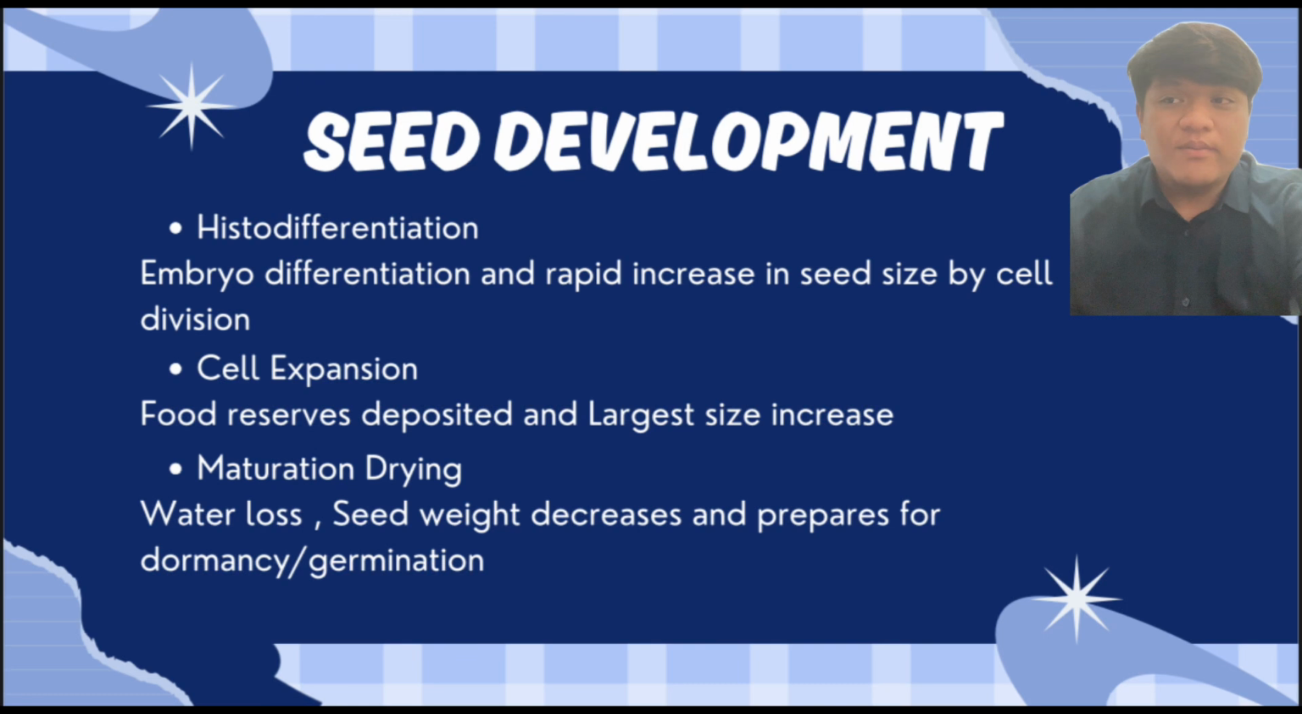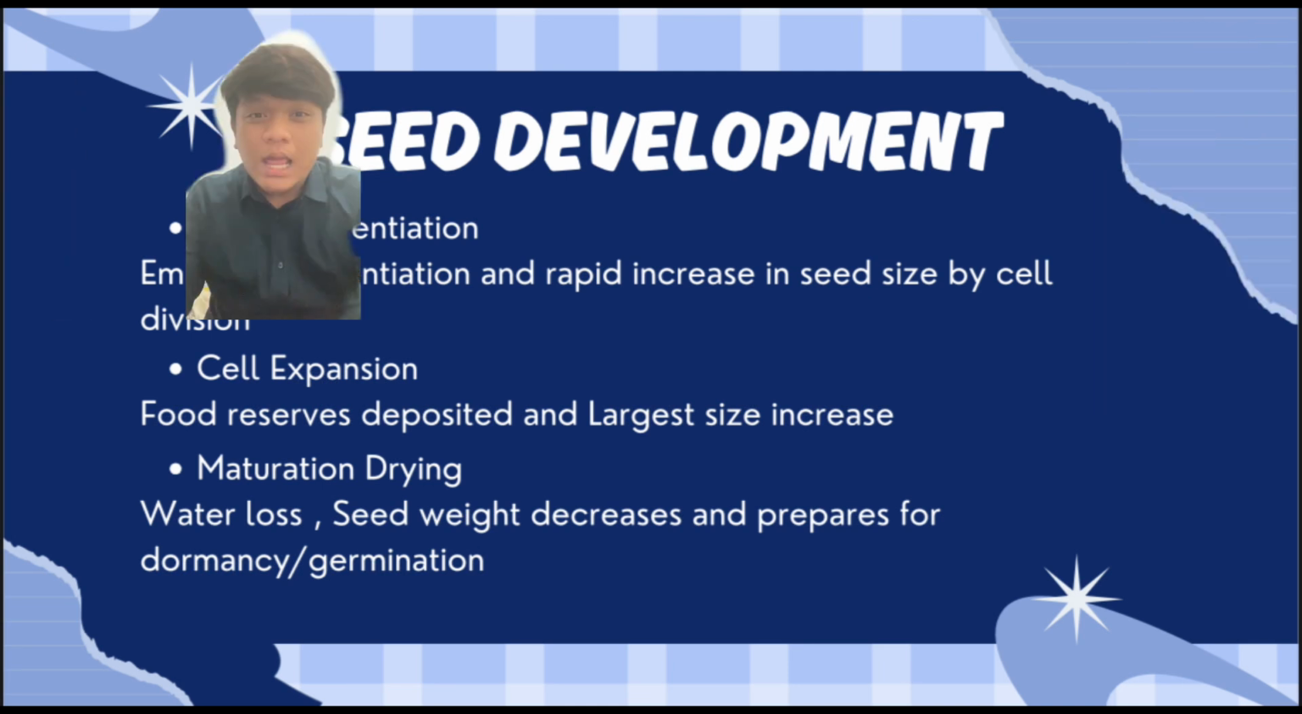Then the maturation drying. In this final stage, the seed loses water, becomes dormant, and hardens. The decrease in water content is important for long-term storage and dormancy. Each stage is tightly regulated and depends on successful fertilization. If fertilization doesn't happen, the seed won't form properly.